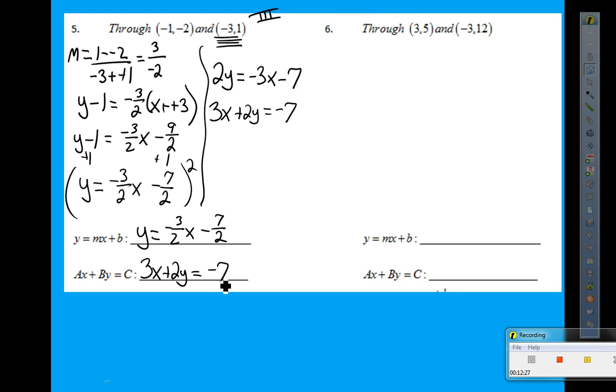So just all review, guys. I reviewed type 1, I reviewed type 2, I reviewed type 3 here. So here's my number 6. Once again, we have 2 points. So let's go get our slope first.